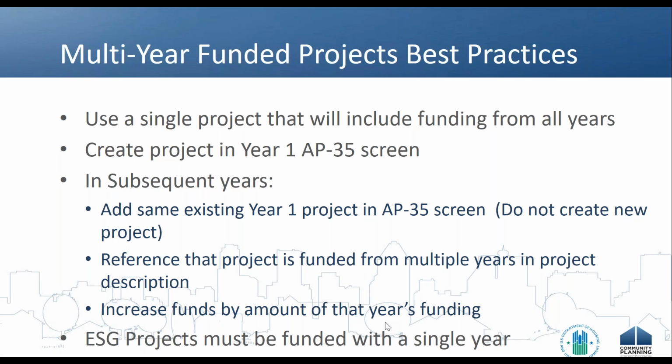It would be good to reference that the project is funded for multiple years in the project description. So again, each project has a project description, and that's a good place to lay out that this will be funded for a total of $320,000 across 3 years of funding, and to provide a little bit of information on how you plan to fund it. Each year, you'll simply increase the amount of funding in the project as you add it to your new action plan. And again, just a note, ESG projects, for example, do work differently and are funded only with a single year.